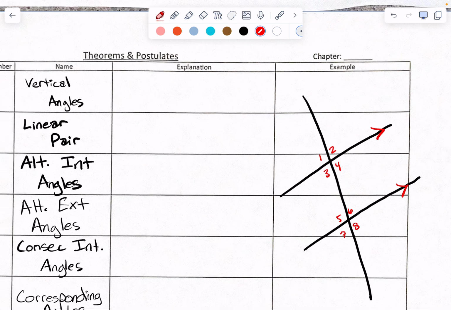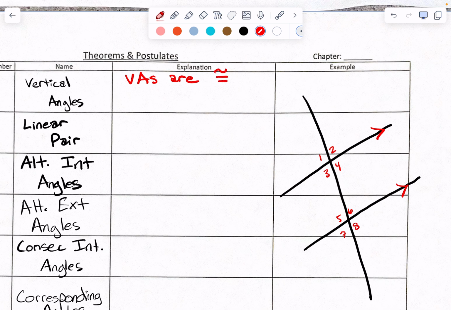Okay. Vertical angles. Give me a set of vertical angles. 1 and 2? No, vertical means across from each other. Oh, 1 and 4. 1 and 4 are vertical angles, right? Okay. Now, aside from 1 and 4 being vertical angles, what do I know about vertical angles? They are congruent. So vertical angles are congruent.